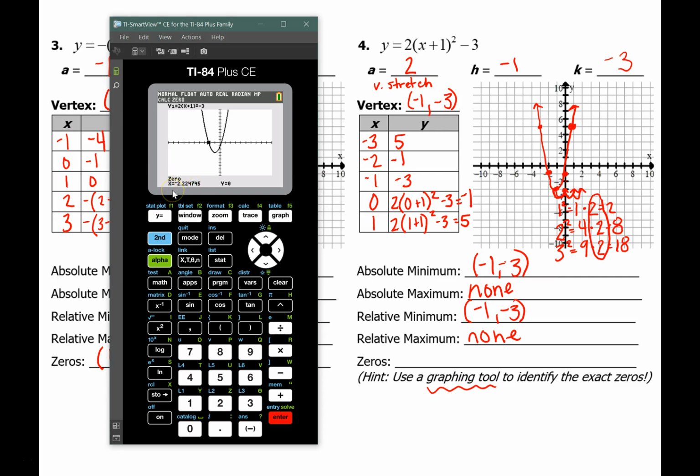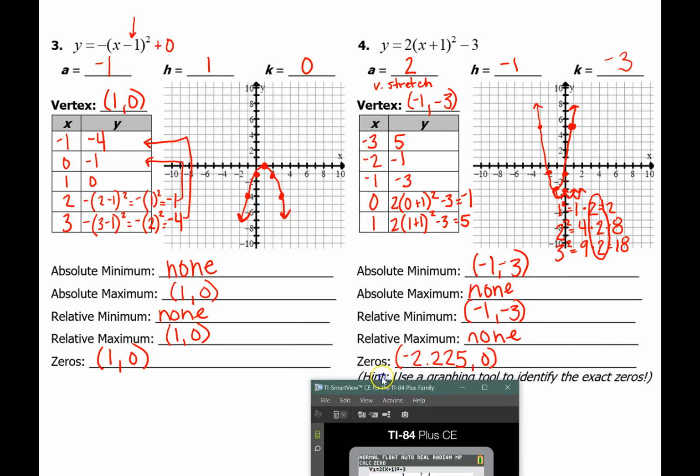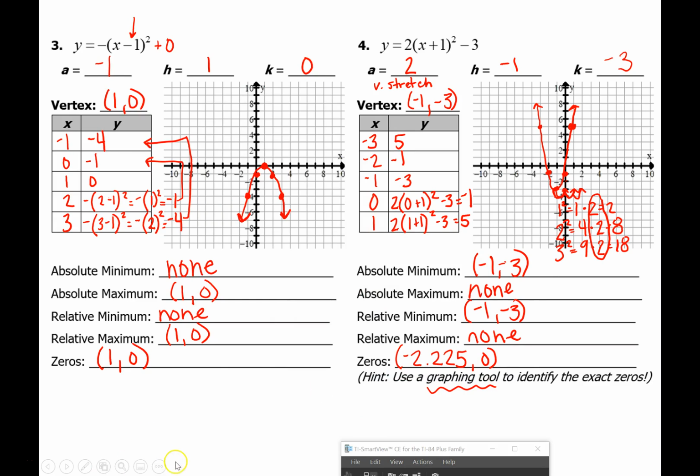-2.2247. Let's round to 3 decimal places for this one. So that is negative 2.225. That 4 is going to round up because there's a 7 after it to 5. So that's my ordered pair with a 0. And then let's do the second one in Desmos. You could do it in the calculator, but Desmos is nice too, so let's review that.